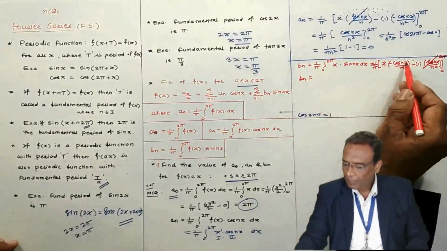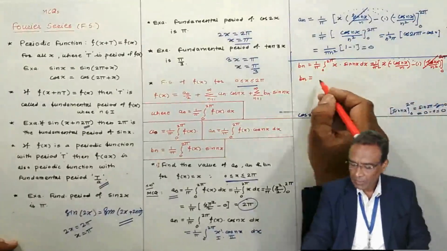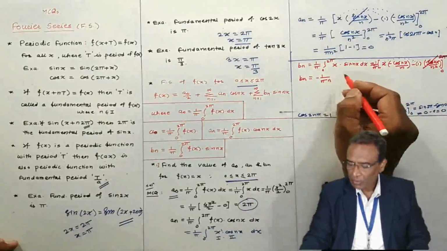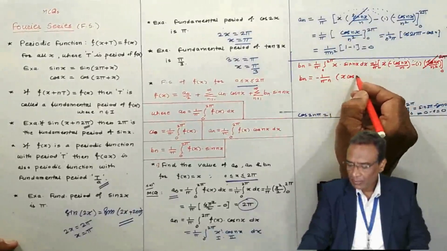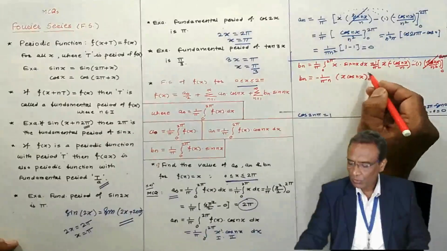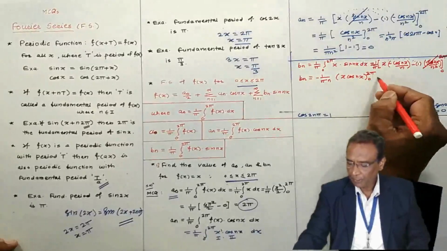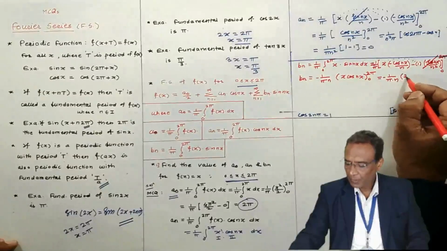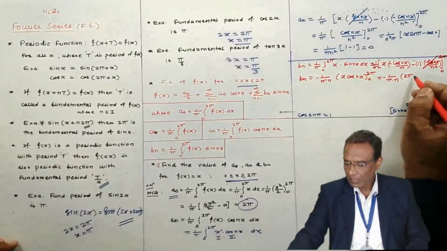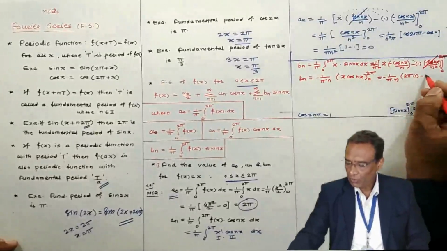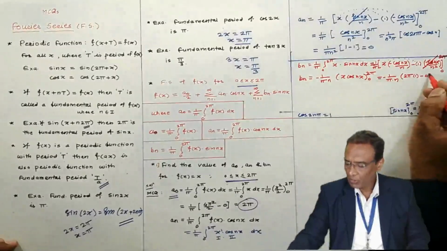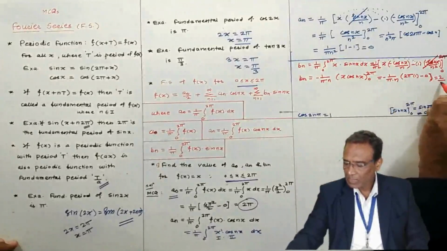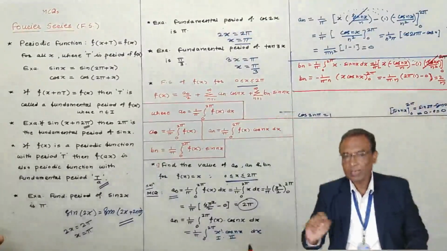bn is equal to, this only term is remaining. I am taking the minus outside, n also outside, x cos nx is remaining from 0 to 2 pi. Now minus 1 by pi n, put x equal to 2 pi, cos 2n pi is 1, directly writing. Put x equal to 0, 0 into this will be 0. Pi gets cancelled. Then 2 by n is the value of bn.